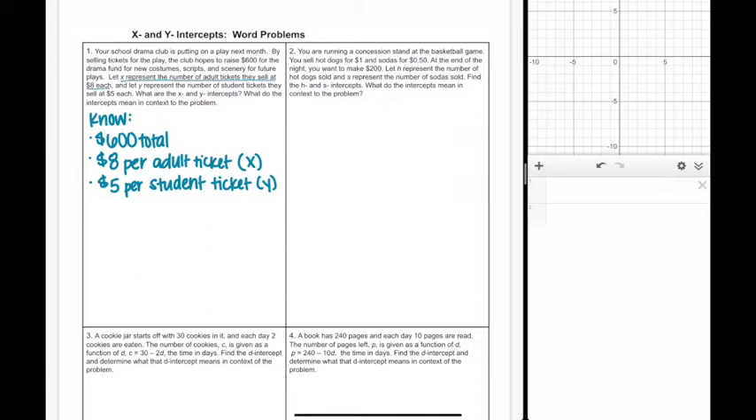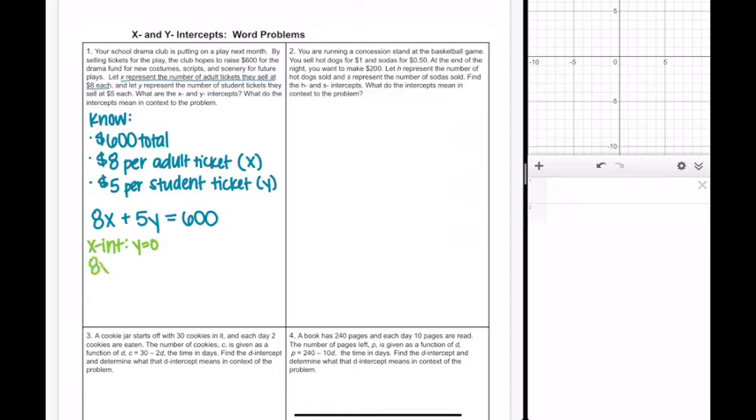So if we were to create an equation from this information, that would look like $8 per adult ticket plus $5 per student ticket. That combined total, that's why we're adding them. Combined, we want that amount of money to be $600. So to find the X and Y intercepts now, we just need to use what we've already learned. To find the X intercept, you're going to plug in 0 for Y.